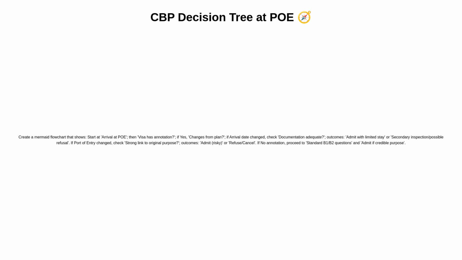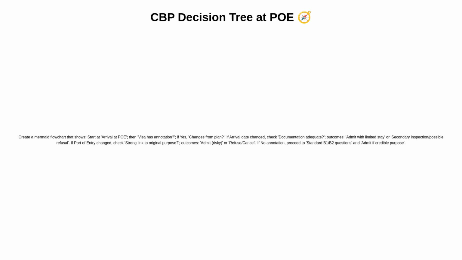This flowchart illustrates the officer's potential decision path at the port of entry. It begins with arrival, then checks whether the visa has an annotation. If yes, the officer examines any changes from the plan. For a date change, the key is whether documentation is adequate. If so, admission with a limited stay is likely, whereas inadequate proof may lead to secondary inspection or refusal.